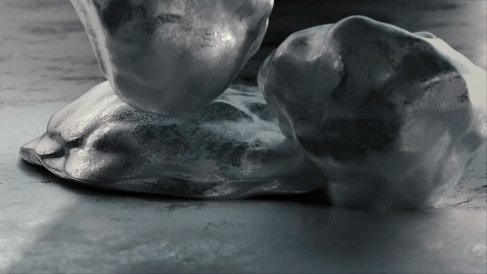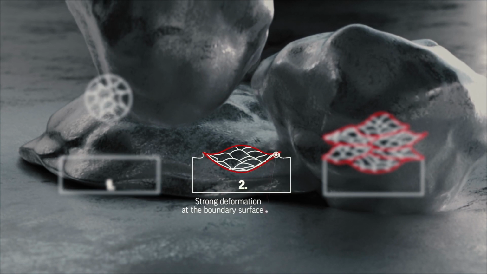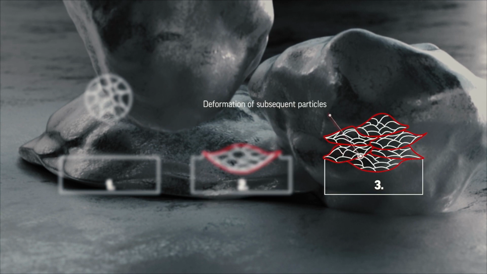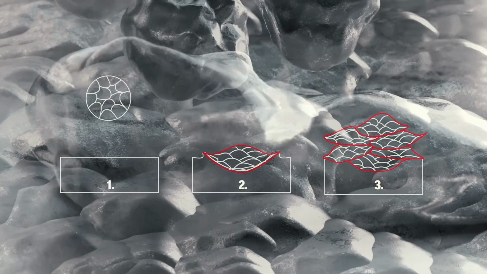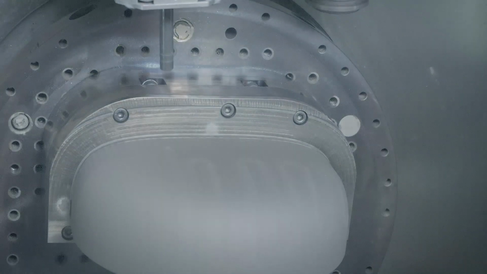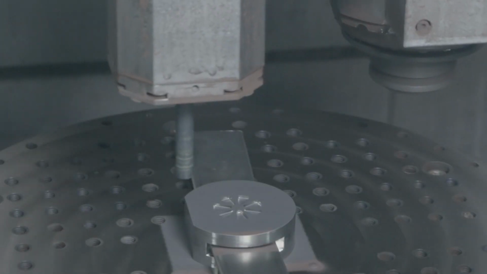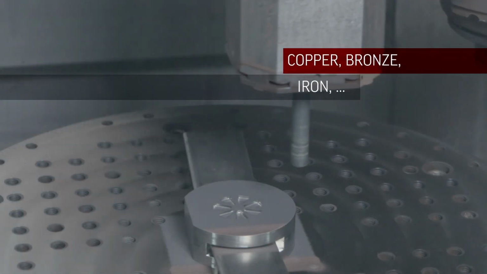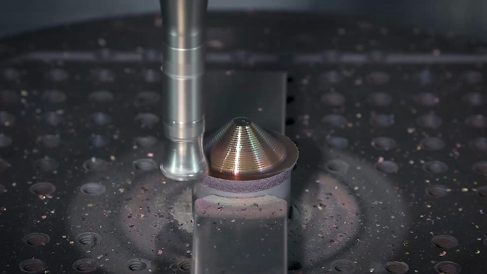When impacting the substrate, the kinetic energy carried by the metal particles is converted into plastic deformation of the material. At the boundary surface, the particles are bonded to the substrate. The rapid succession of powder particle impact gradually creates a dense layer of material. In addition to a wide range of steels, materials such as iron and copper are available for the deposition process. The MPA process also allows for material combinations, for instance, heat conducting copper elements within a steel body.